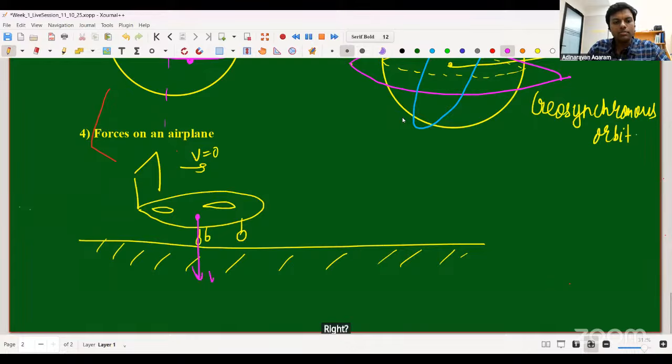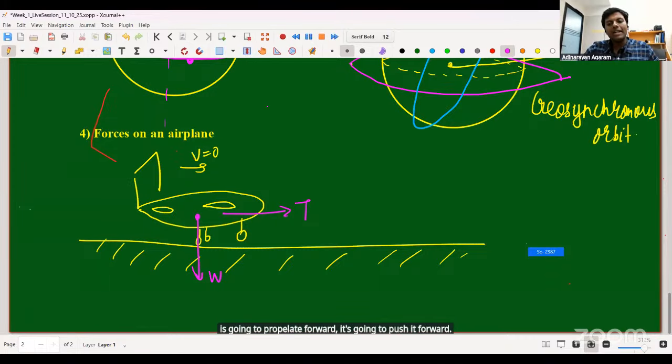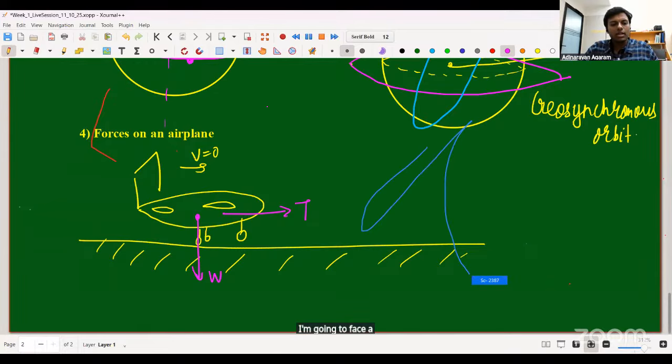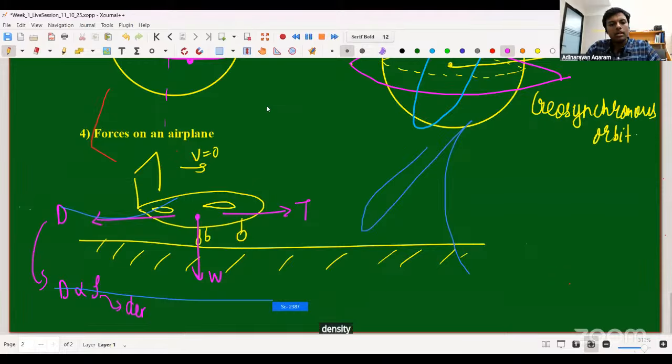So there is going to be a W that is going to act downward. And since the airplane has an engine, it is going to produce a thrust. It's going to propel it forward, push it forward. And in the process, as I go faster and faster in the atmosphere, I'm going to face a drag. And this is what Sir explained: drag will depend on the density, that is, how dense the atmosphere is around you.